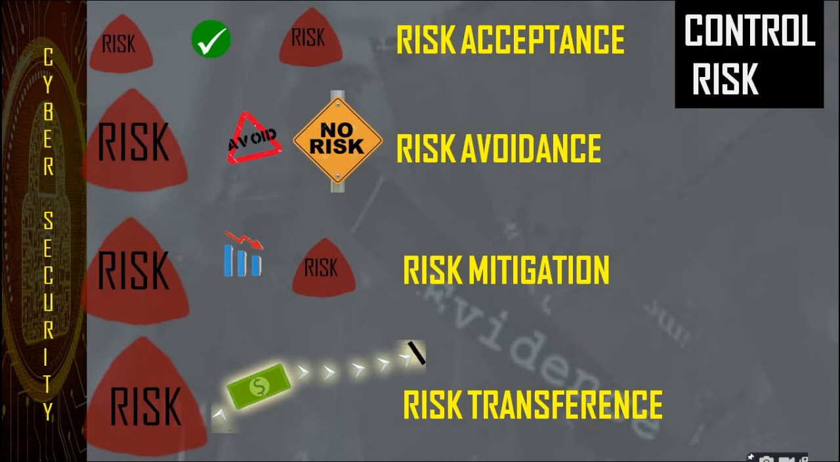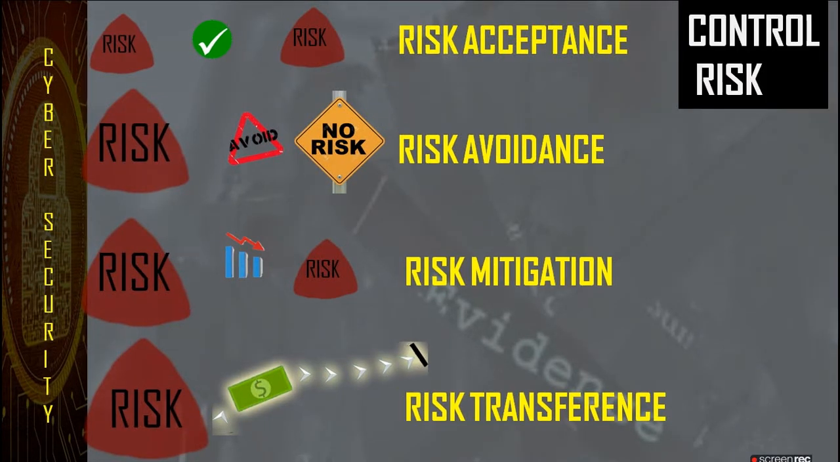Risk transference: if the organization cannot afford to accept, avoid, or mitigate the risk, they can transfer the risk to another business. Example: if the organization is concerned that it would be too costly to recover from a flood, they can purchase flood insurance. Risk controls are of two kinds.